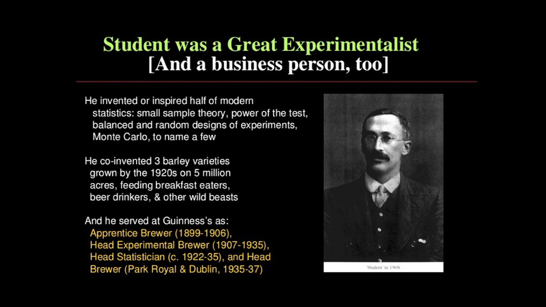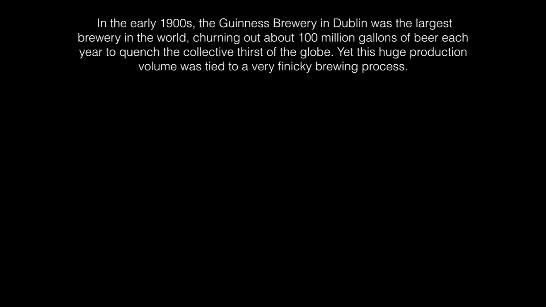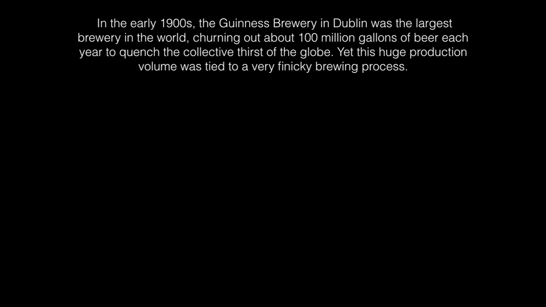He was initially hired by Guinness in 1899. In the early 1900s, Guinness went public, and they were brewing 100 million gallons of beer a year, and it's a finicky process, brewing beer. These brewers at Guinness, if you passed them in the hallway, you'd avert your eyes, because they were hoity-toity, they were up on the scale. Student was very humble, though. He was a nice guy.